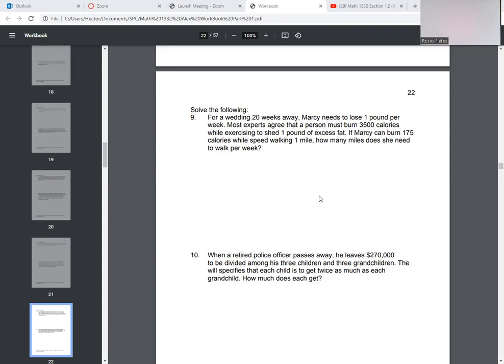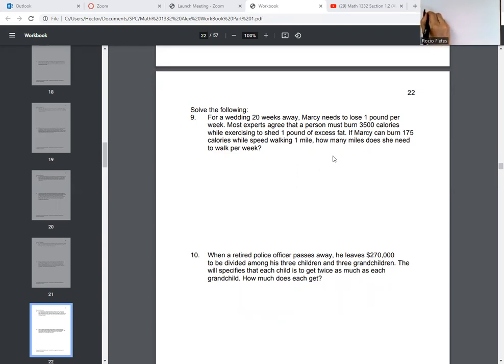And let's see. Most experts agree that you need to burn 3,500 calories while exercising to shed 1 pound of excess fat. So if you take the number of calories it takes to burn 1 pound of fat, which is 3,500, and you divide it by the calories burned while you walk a mile, that gives us the number of miles to walk per week, right? So this one is kind of interesting, but it's really a simple problem.